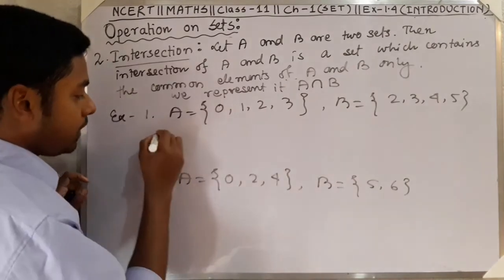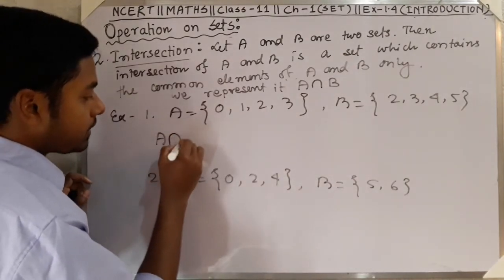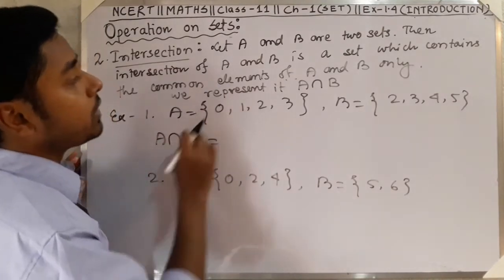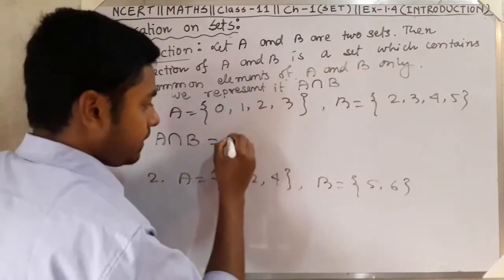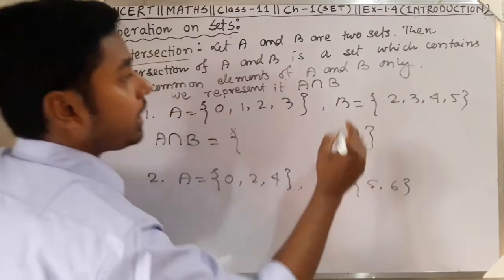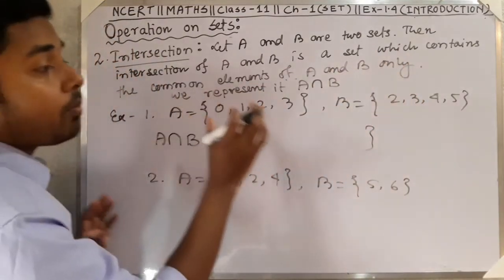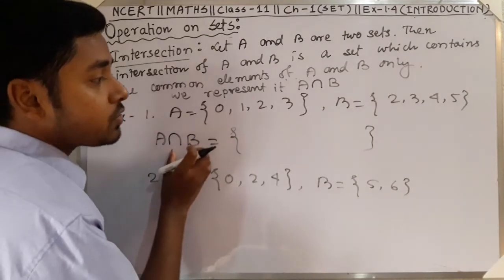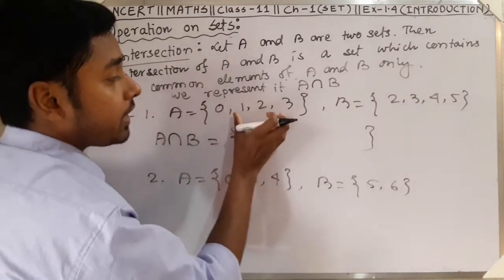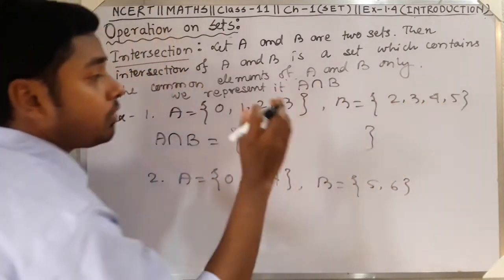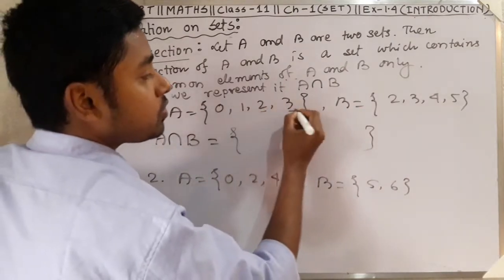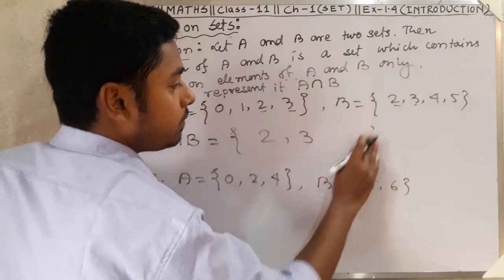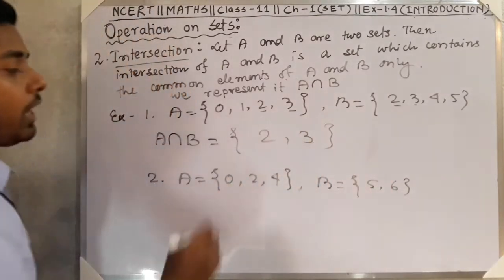So A intersection B we have to find. A intersection B is a set which contains the common elements of A and B. So what are the common elements? 2 and 3 are the common elements. So it will have only two elements, that is 2 and 3.